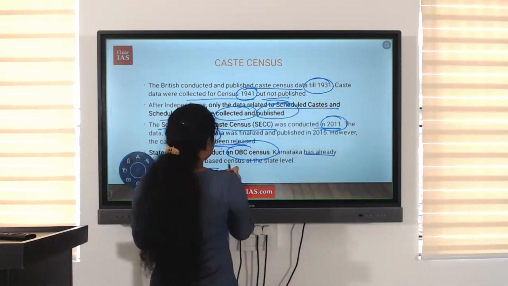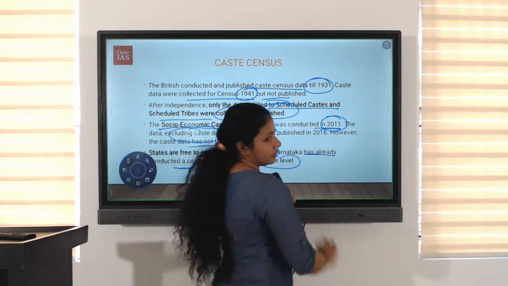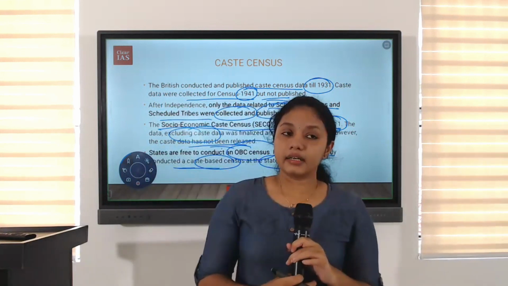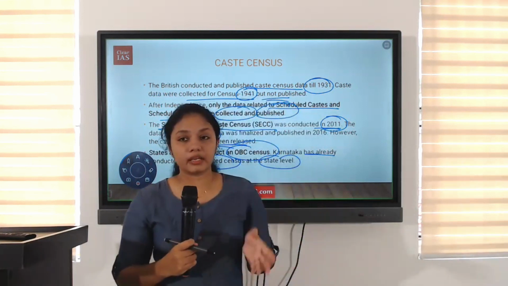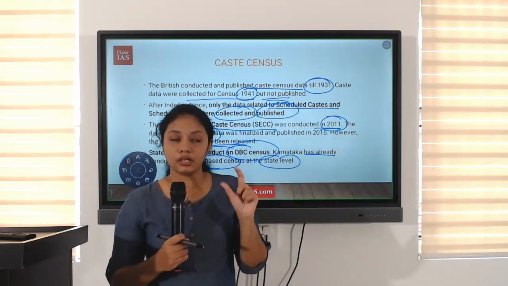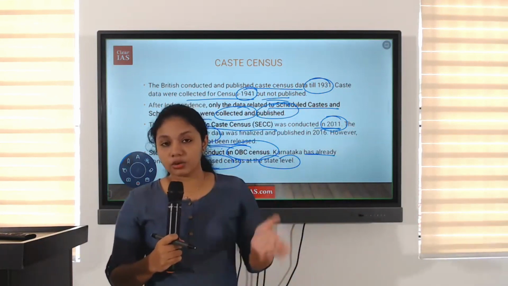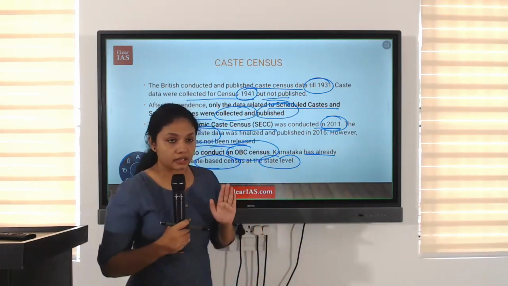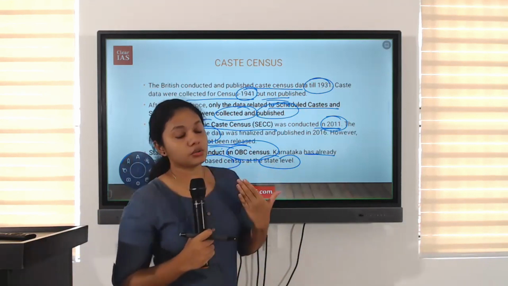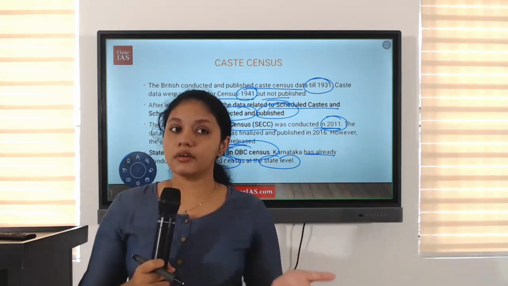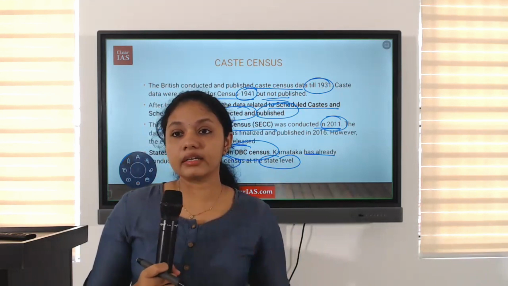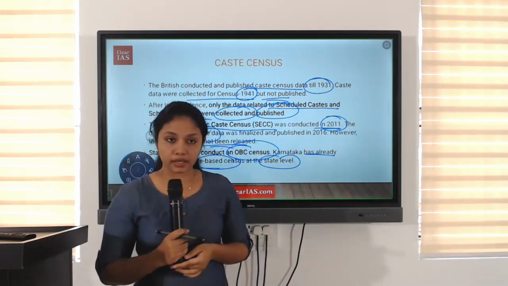Karnataka has already conducted a caste-based census at the state level. Earlier, during independence, the data about the scheduled tribes and scheduled castes were already published. So the states were given permission to conduct census only for OBC castes for providing reservation at the state level. Okay, clear?